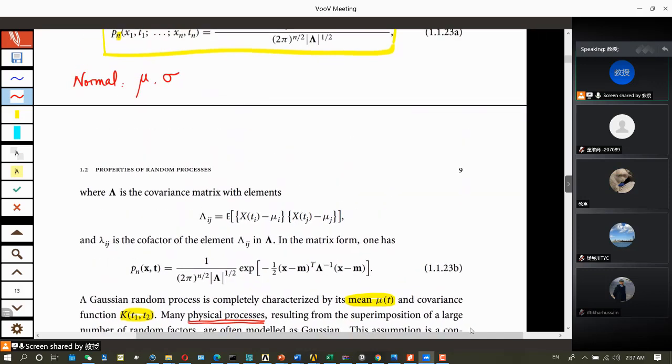Okay, now I'll give you a minute to think about, in probability theory, when can we model a random variable, or when can we approximate a random variable as a normal random variable? When can we model a random variable as a normal random variable?